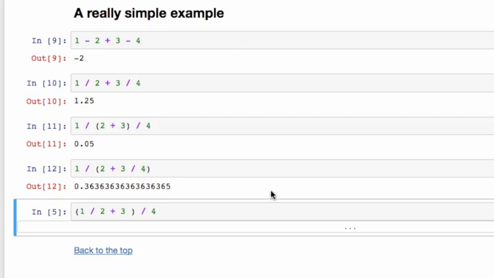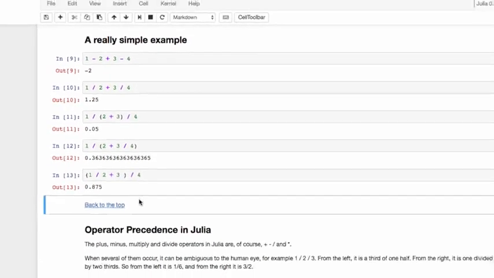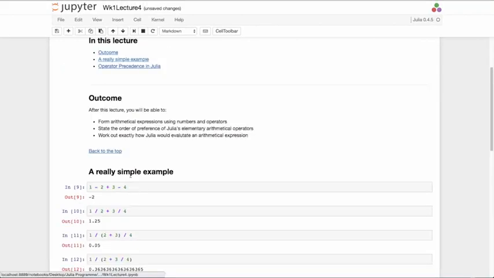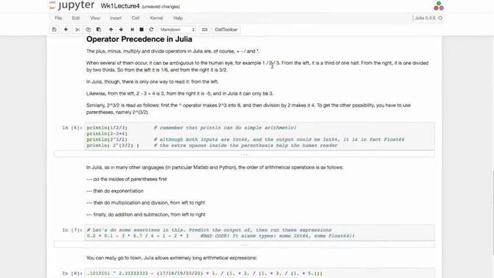And finally, we can actually start from the left. We can have 1 divided by 2, which is a half. Then this is 3.5 over 4, and that's, of course, 0.875. So the topic here that we're interested in is operator precedence. The plus, the minus, and the divide operators can occur in many orders, and it can be ambiguous.